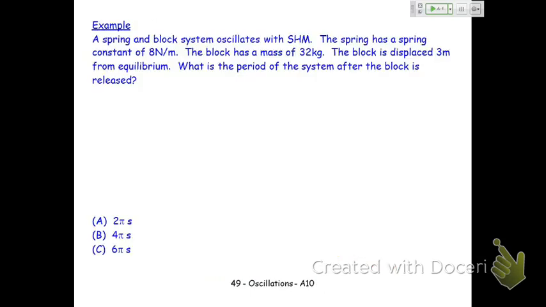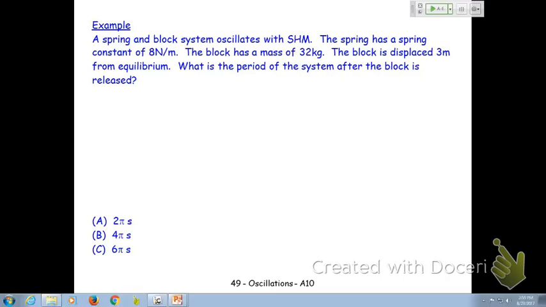A spring and block system oscillates with simple harmonic motion. The spring has a spring constant of that, the block has a mass of that, and the block is displaced 3 meters from equilibrium. What is the period? Can you have a go at that for me, please? Just have a go and see what answer you get. I'm going to pause this.